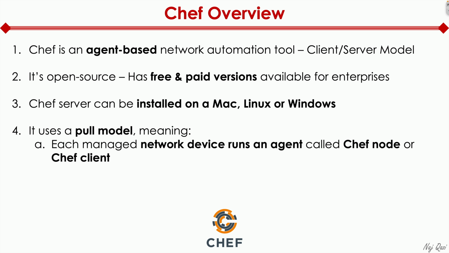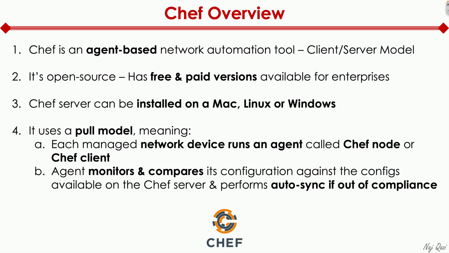Here we're pulling information. So the idea here is each managed network device runs an agent called Chef node or a Chef client. So a managed device is basically a client. Router, switch, firewall, you name it. An agent monitors and compares its configuration against the configs available on the Chef server and automatically synchronizes the configuration if it finds itself to be out of compliance.